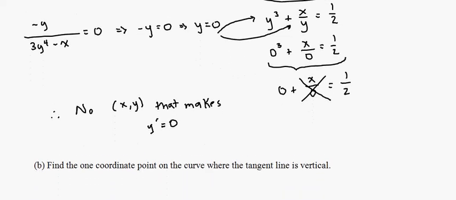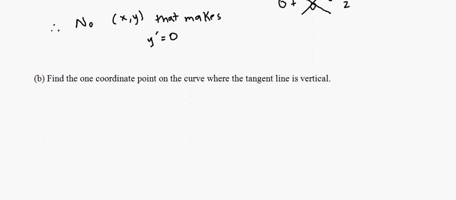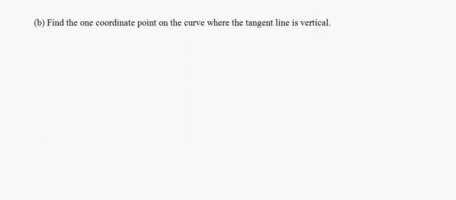All right, but part B asks us to find the one coordinate point on the curve where the tangent line is vertical. Well, that's a little bit different. Let's write down the equation for the derivative again. What did we have? We had y prime is equal to negative y divided by 3y to the fourth minus x. All right, remember, rise divided by run.